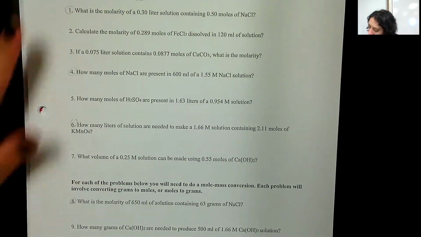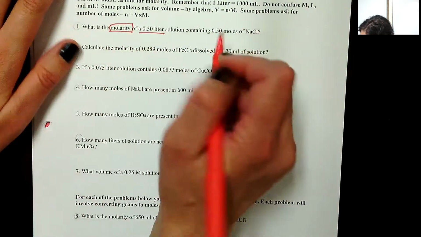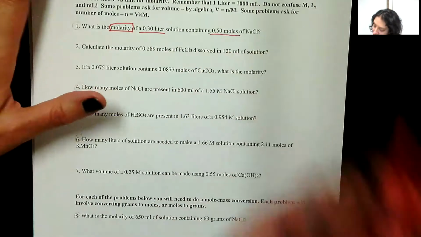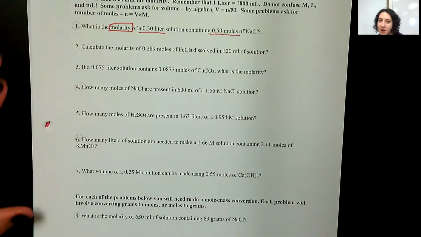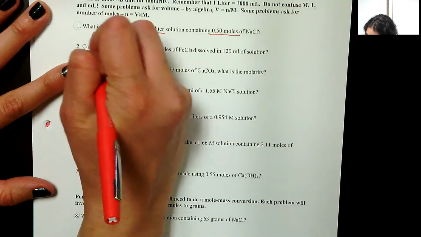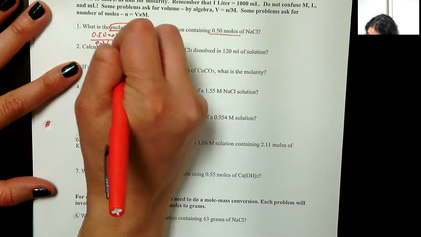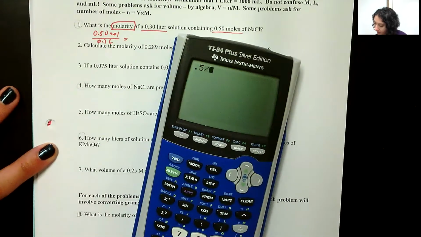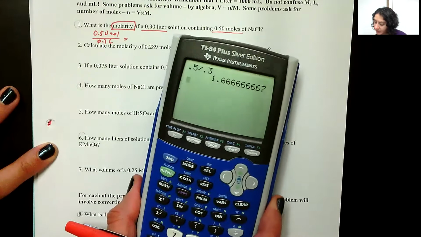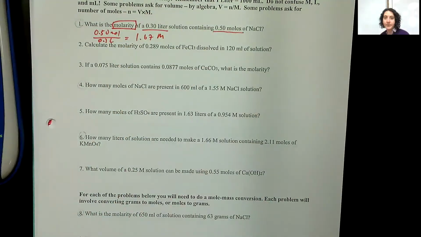Okay, so the first question is, what is the molarity of a 0.3 liter solution containing 0.5 moles of NaCl? I don't care what it's made of, doesn't matter to me. All I need to know is I need molarity, so I need moles per liter. So that's going to be 0.50 moles divided by 0.3 liters. So that's 0.5 divided by 0.3, and that's going to be 1.67 molarity, big M. That's our answer. That's it.